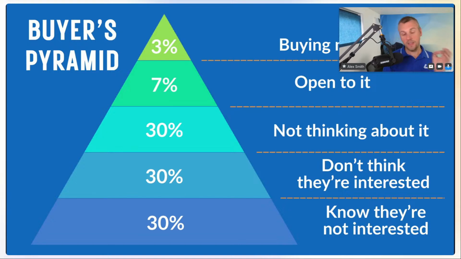I found that quite useful because it works with LinkedIn campaigns as well. When we're running a campaign and firing out hundreds and hundreds of outbound LinkedIn outreach messages, 30% of them know that they're not going to be interested. 30% of them don't think they're interested. 30% of them are just not thinking about this whatsoever. But you'll get that 7% that are interested, and then you get the 3% that are definitely interested and want to go ahead with you and buy from you. So it is very much a numbers game.